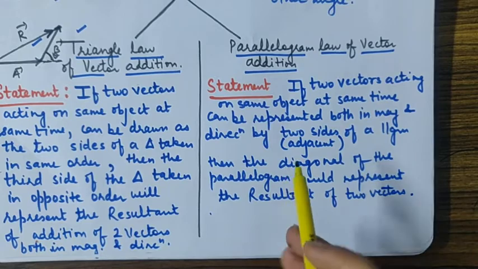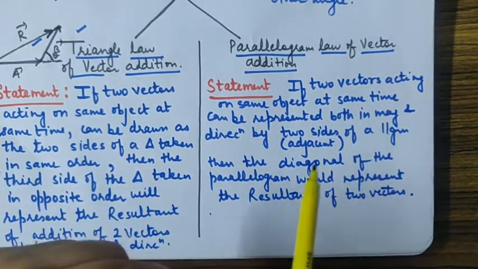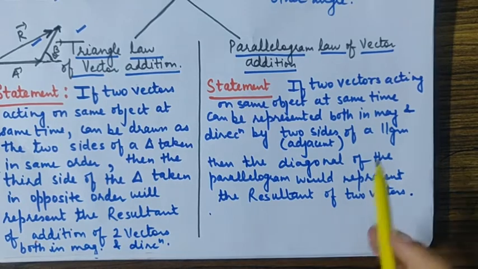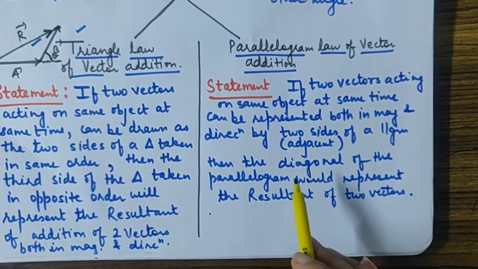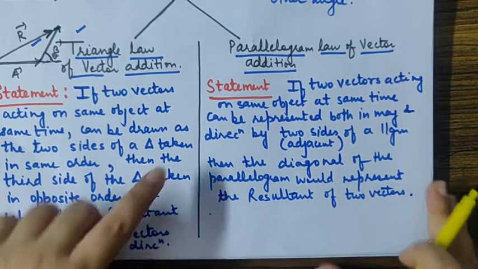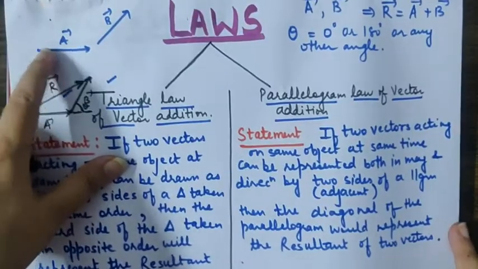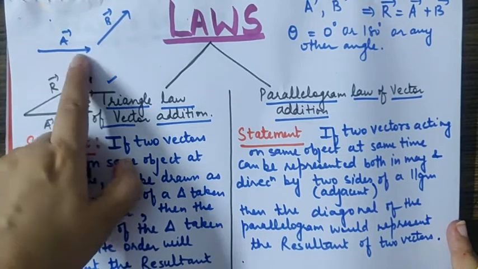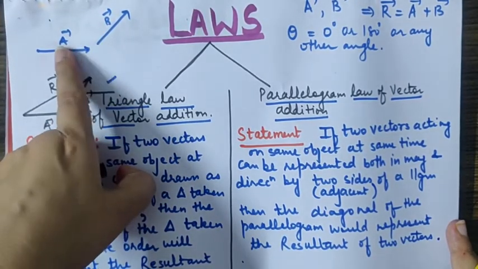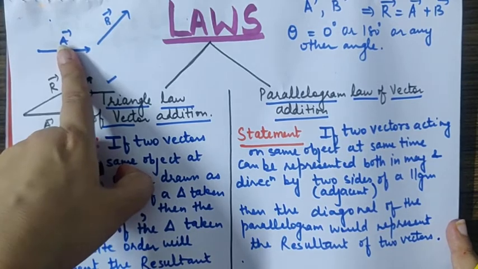Those two sides should be tail matching to tail. That means they should be the adjacent sides of a parallelogram. Then the diagonal of that parallelogram starting from that same point will represent the resultant. Let's see how. Suppose these are the two vectors that we were discussing earlier, A vector and B vector. Then you should draw them such that they are two adjacent sides of a parallelogram.